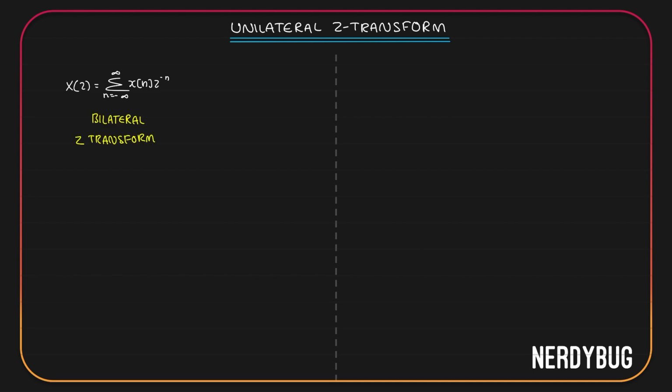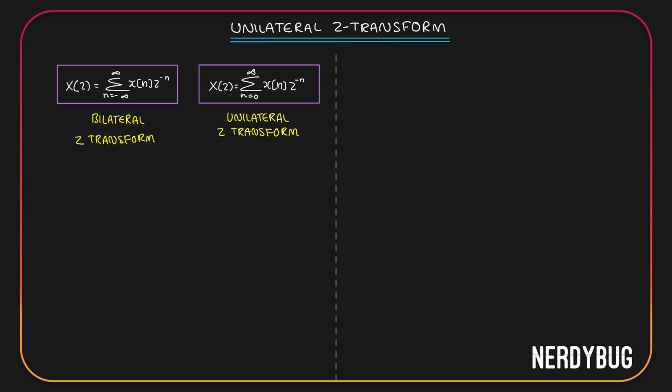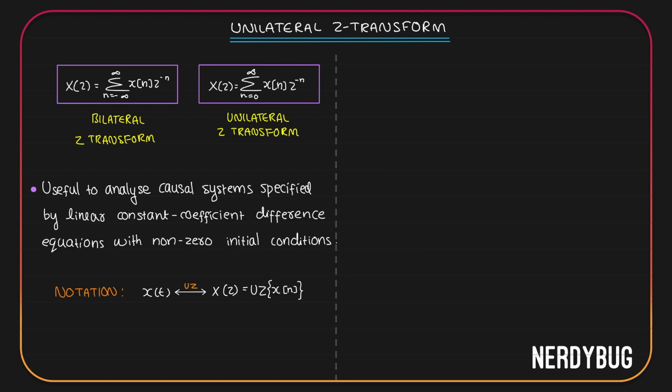Instead of this, if we take X(z) to be the summation from n equals 0 to infinity of x[n] z^(-n), then this is called the unilateral Z transform. In fact, the initial value theorem and final value theorem are only applicable to the unilateral Z transform. The unilateral Z transform is useful to analyze causal systems that are specified by linear constant coefficient difference equations with non-zero initial conditions. We will be notating it using a double-sided arrow with UZ written on top of it.